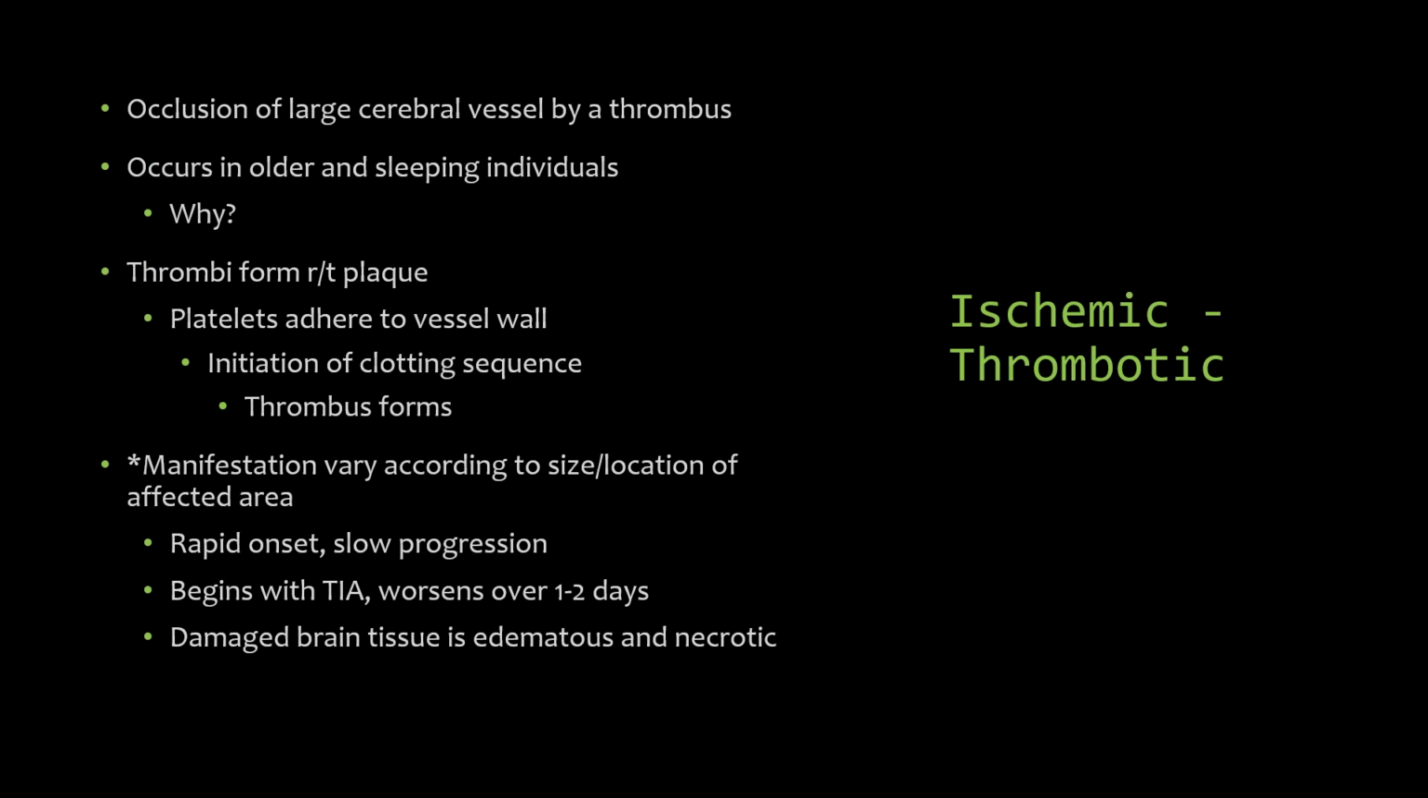Another type of ischemic stroke is going to be thrombotic, and this is where there's an occlusion of a large cerebral vessel by a thrombus. And this tends to occur in older and sleeping individuals. So here's where we need to pause, because this is a great opportunity to ask why. Why older? Why sleeping? So think about this.